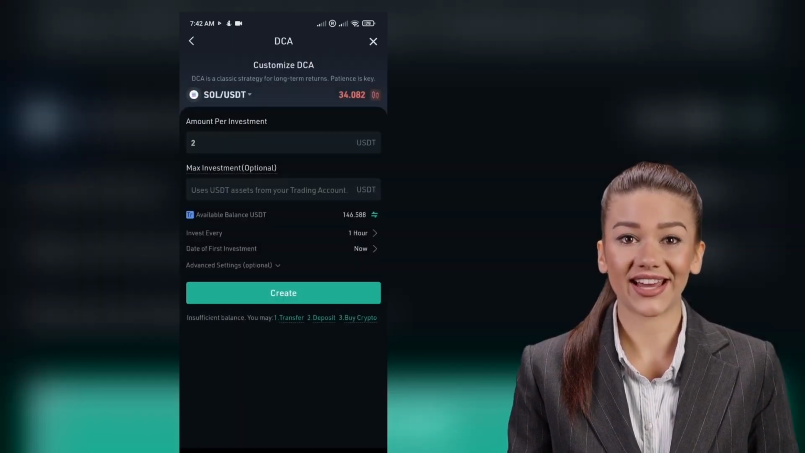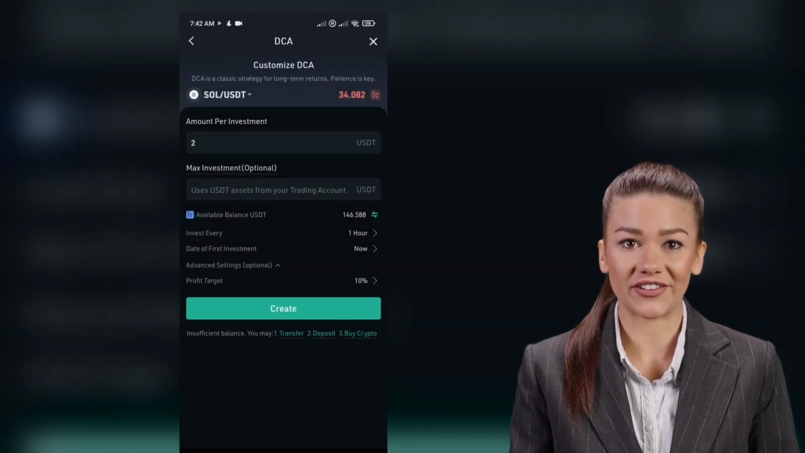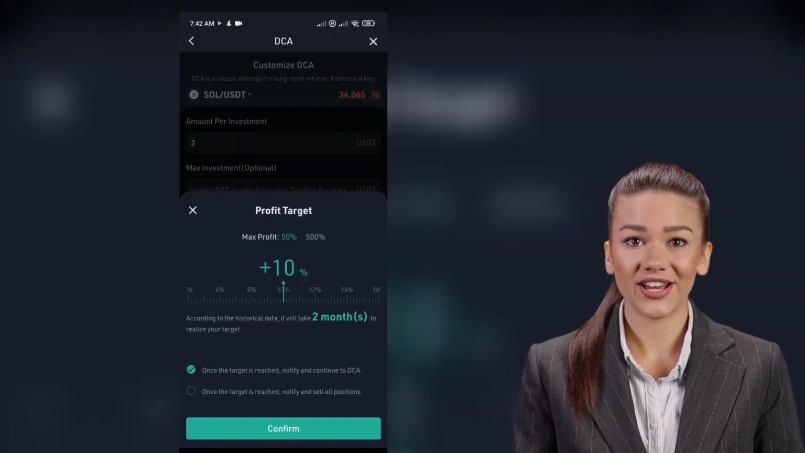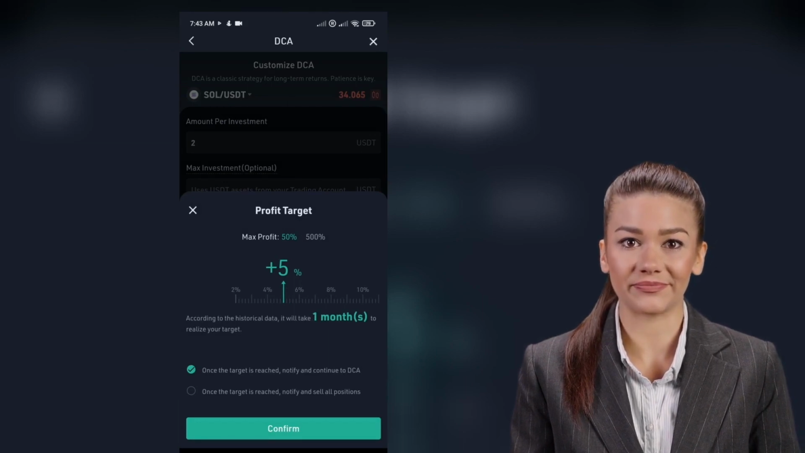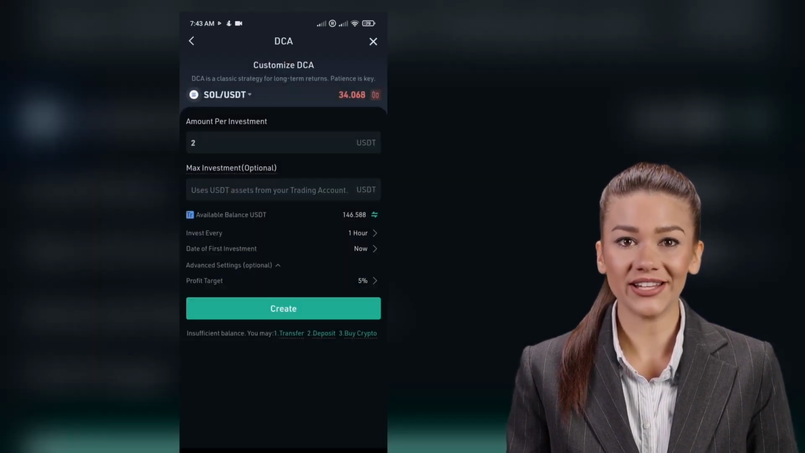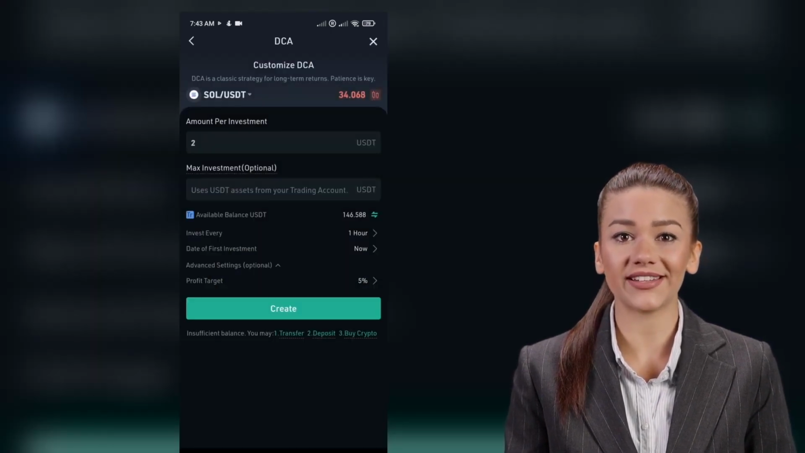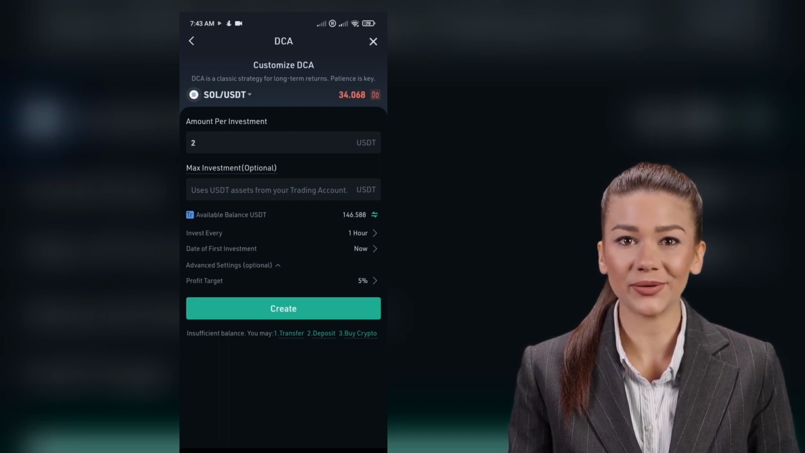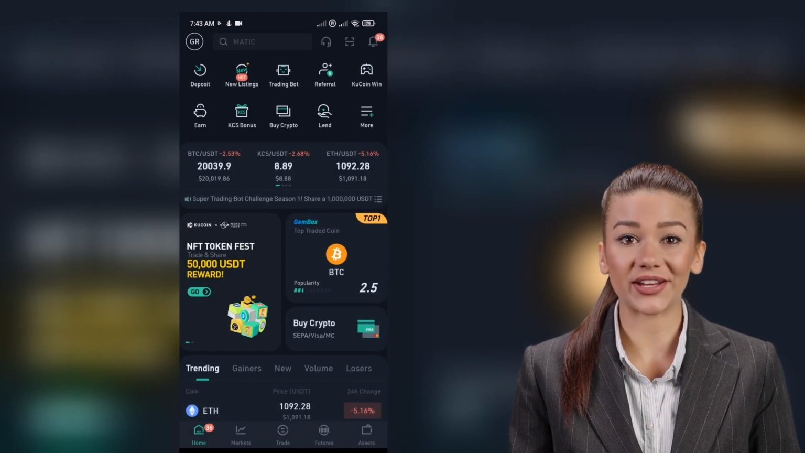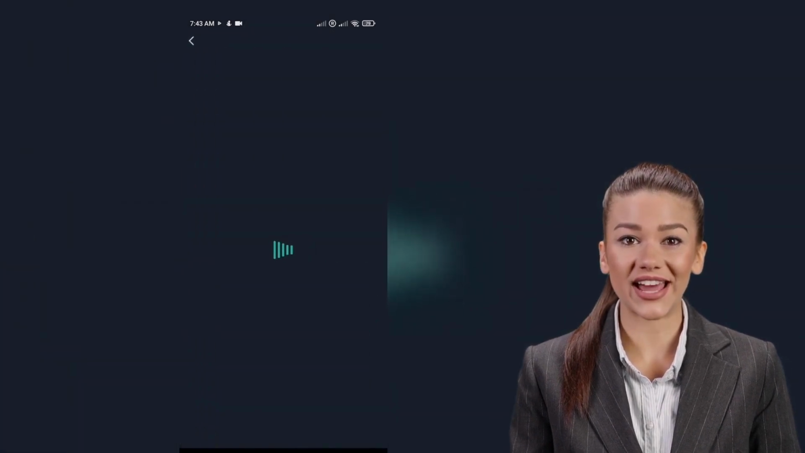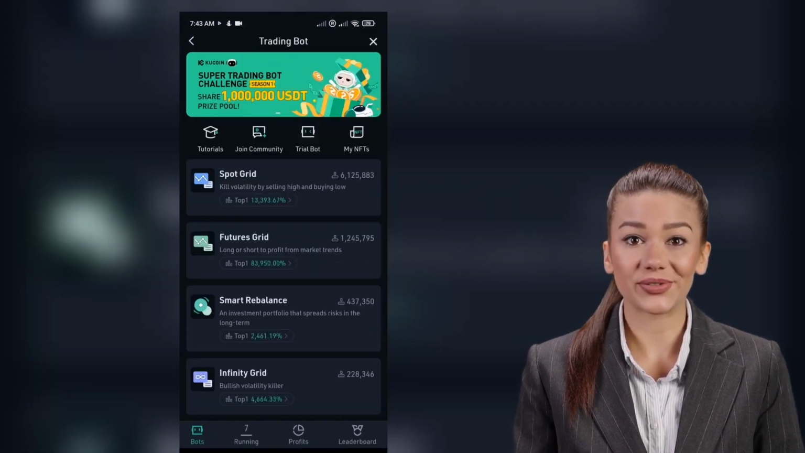Then at Advanced Settings, I always set the target profit to 5% and check the second option, that is, once the target is reached, notify and sell all positions. This means that when the market value of all the coins bought by the bot until that moment is worth 5% over their purchase value, the bot sells all the coins and automatically marks a profit of 5%. At that moment the bot closes and deactivates and the money automatically reaches your trading account.